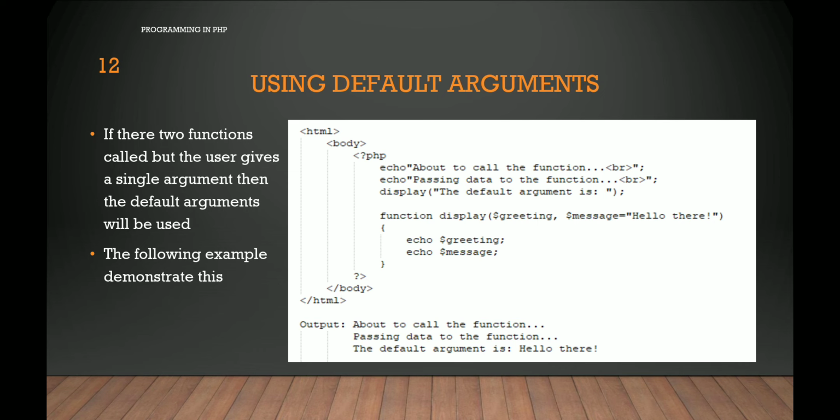So the HTML program starts with the HTML tag and ends with /HTML. Under the body section, our passing default argument program is included. In the PHP program, the echo statement is used as the output statement. So the display function is a user defined function. This function is used with a default argument. So the output of the function is produced with the help of the default argument.